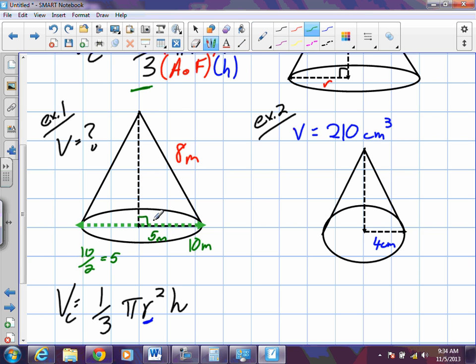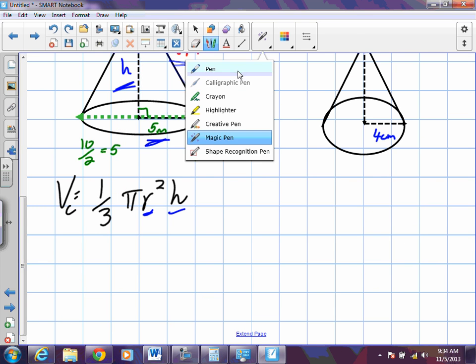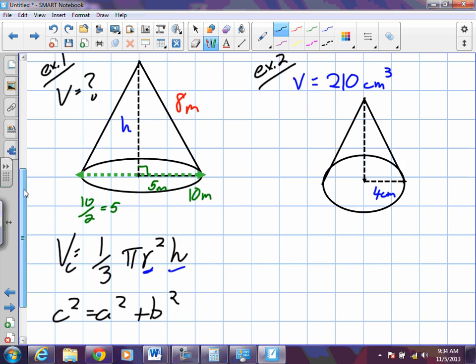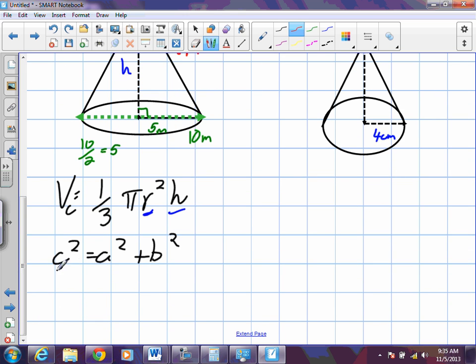Now, the other piece of information we need is our height. Do we have the height? No. How can I figure out the height of this object from the information we have? Pythagoras' Theorem again. Good. So again, we have a right angle triangle. The hypotenuse is 8. One of the arms is 5. The other arm will be our h. So let's use Pythagoras' theorem here. c squared is equal to a squared plus b squared. What is our c? 8 meters. That's right. So we have 8 squared.